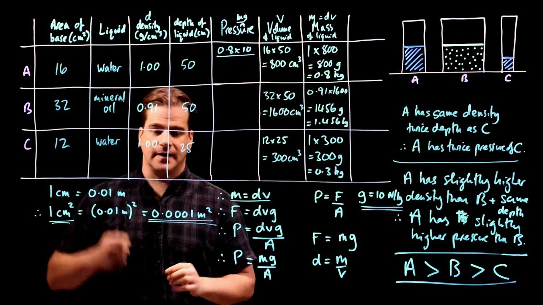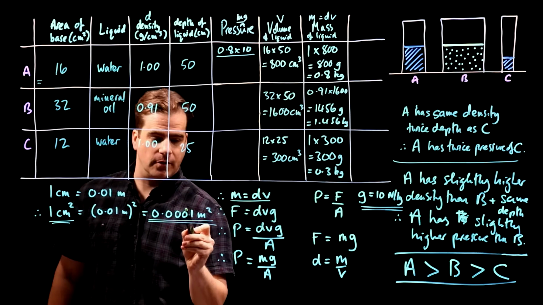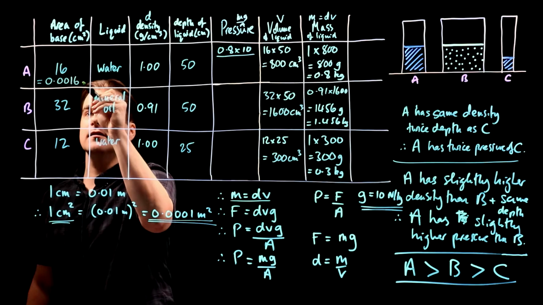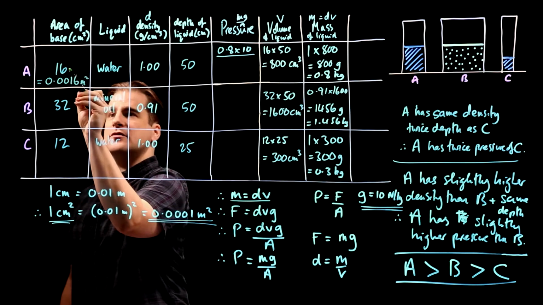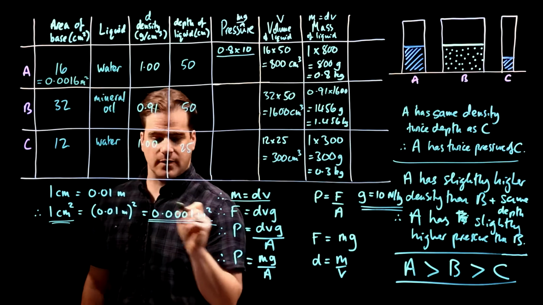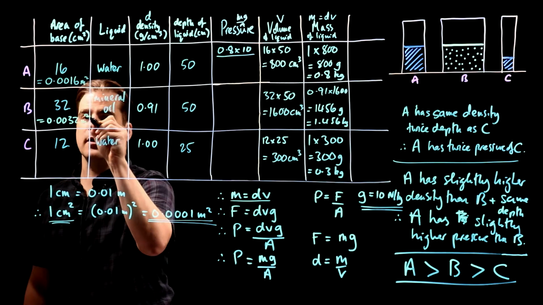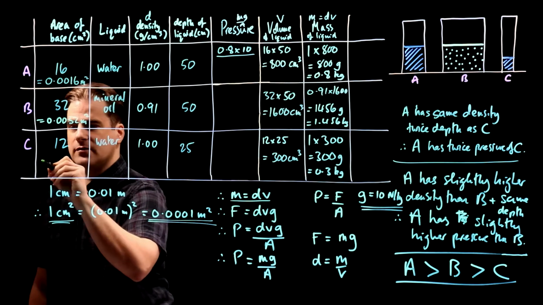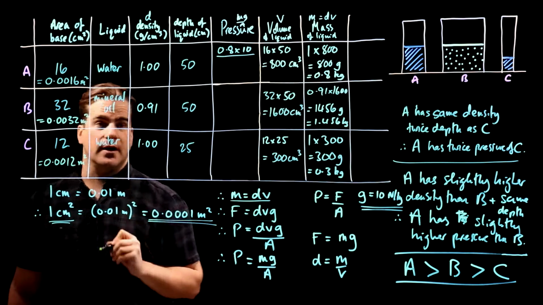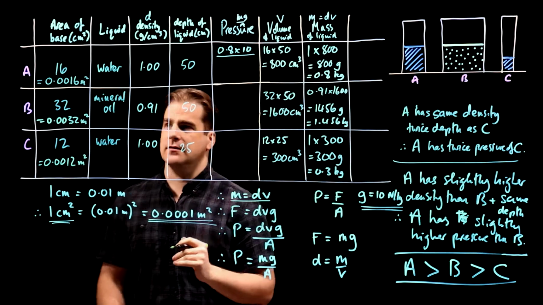So, therefore, 16 centimetres squared is, move the decimal point 4 positions, 0.0016 metres squared. So it was there, the decimal point, 1, 2, 3, 4. So 32 cm squared is therefore 0.0032 metres squared, and 12 centimetres squared is 0.0012 metres squared. So remember that technique. That's how you convert from cm squared to metres squared.